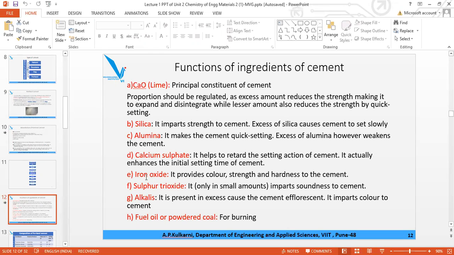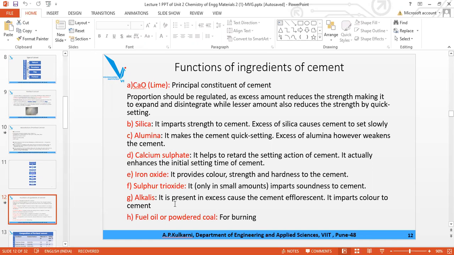Iron oxide itself is yellow in color, and if you look at the color of cement, it is also yellow. So the color of the cement is due to iron oxide, and a certain strength is also due to the iron oxide present. So it gives color as well as strength or hardness to the cement.